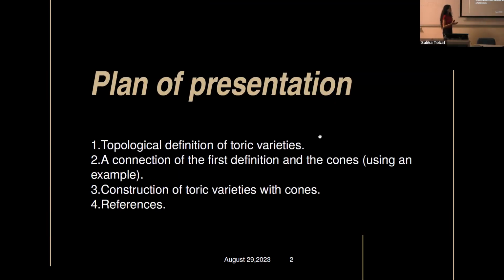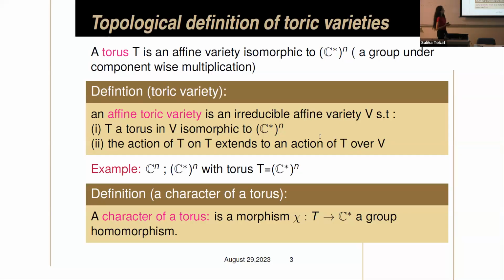So first I'm going to give the topological definition of what toric varieties are, and then use an example. I'm going to connect the first definition, and then I'm going to give a new definition and construction of toric varieties using codes. Okay, so let's first start with what a torus is.